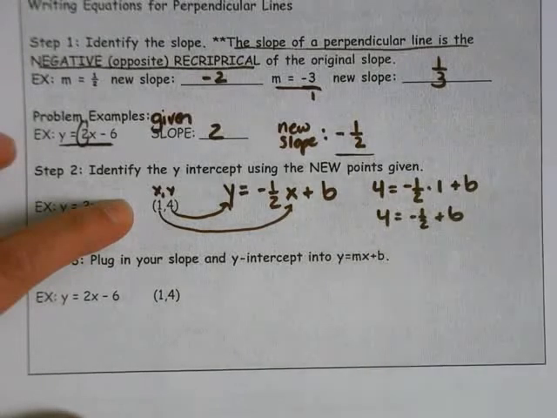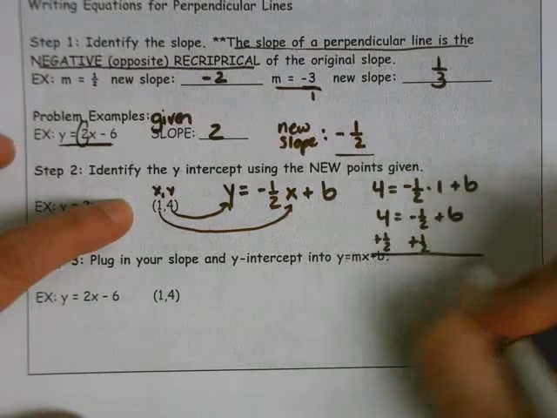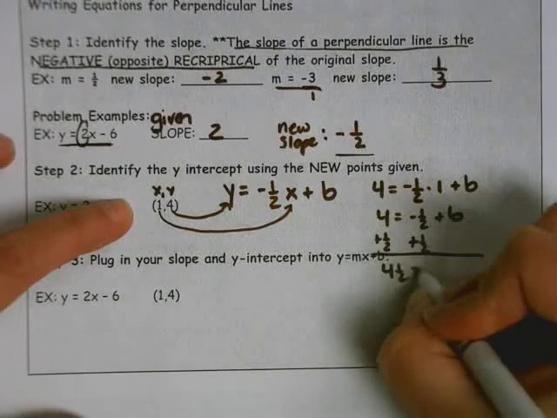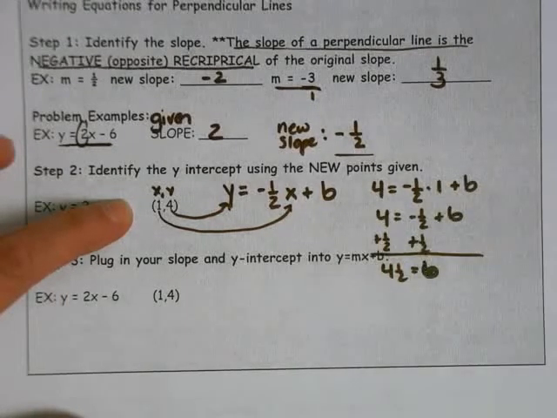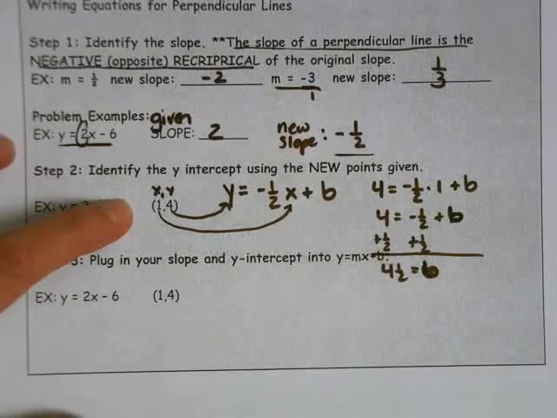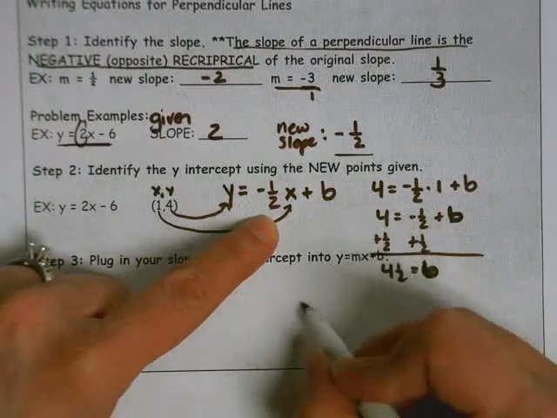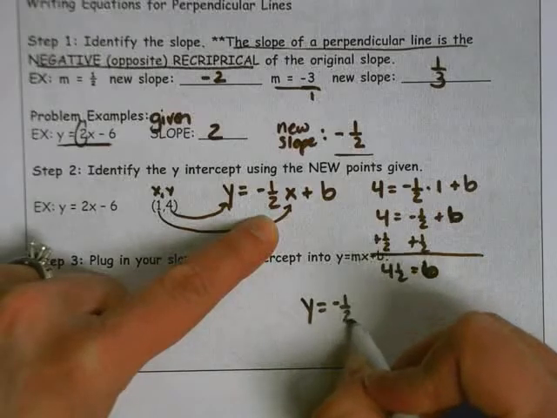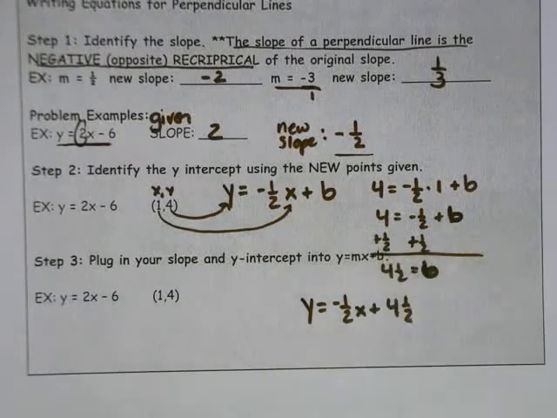And to get rid of that negative 1/2, we add 1/2 to both sides. And you get 4.5 equals b. Ooh, that looks like a 6. 4.5 equals b. Make sure our b's look like b's. And now we say, okay, I know my slope, I know my y-intercept, so y equals negative 1/2 x plus 4.5. Could I have made that 4.5 if I wanted to?